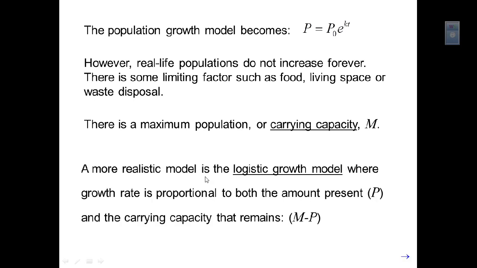Now, a more realistic model is the logistic growth model, where growth rate is proportional to both the amount present and the carrying capacity that remains, M minus P. All right, M, remember, is the carrying capacity, the maximum amount you can have, and P is the population at that time. So the carrying capacity that remains is the carrying capacity minus the population. That would be how many more can we put in here before we reach maximum population.